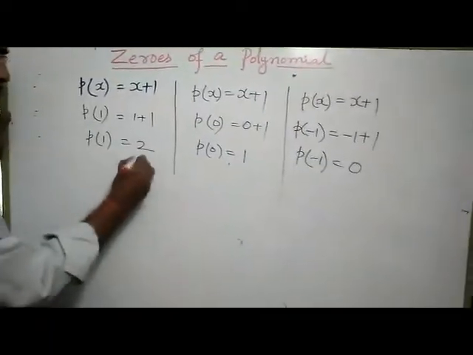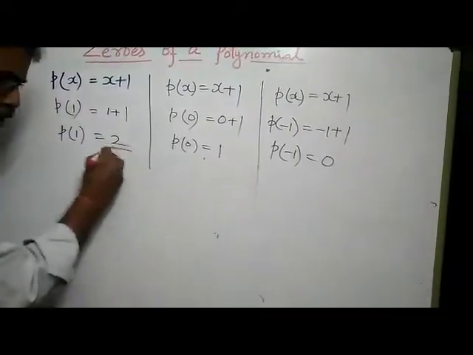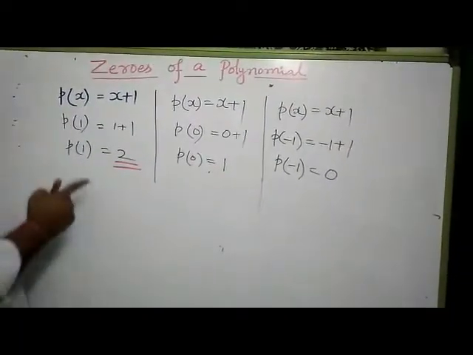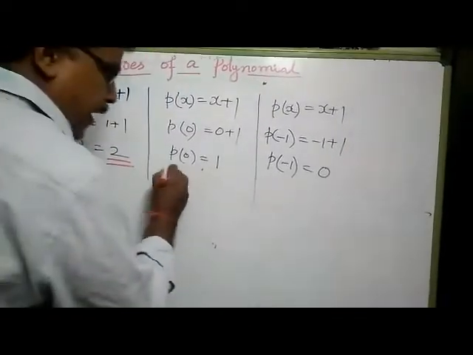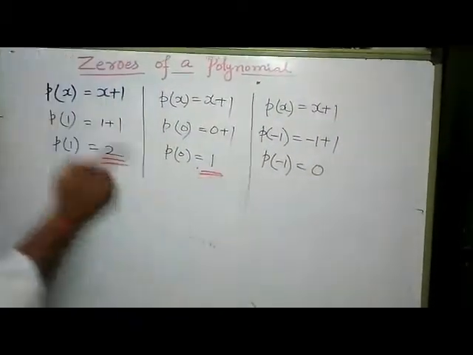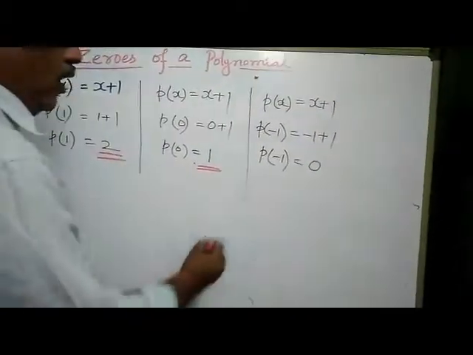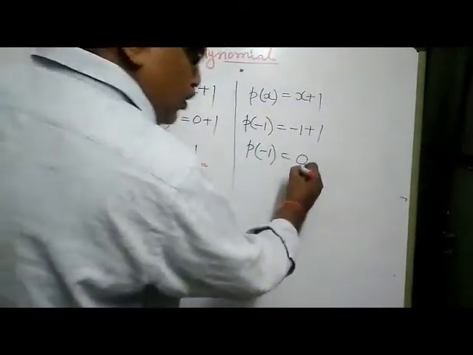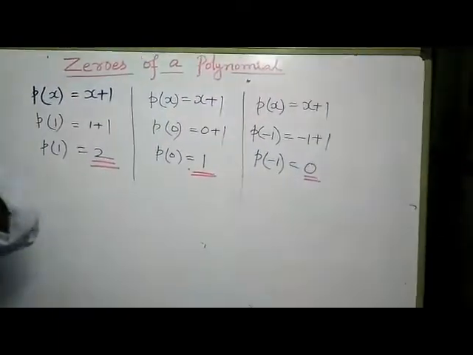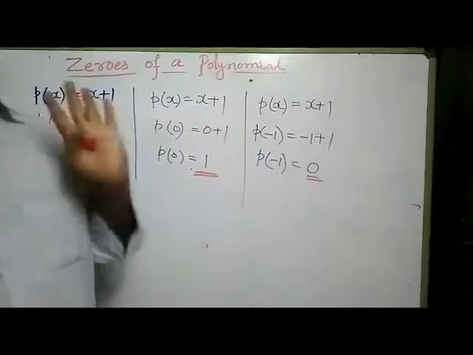So here p of 1 is equal to 2. This is the value of the polynomial at x is equal to 1. P of 0 is equal to 1. This is the value of the polynomial at x is equal to 0. P of minus 1 is equal to 0. This is also the value of the polynomial at x is equal to minus 1.